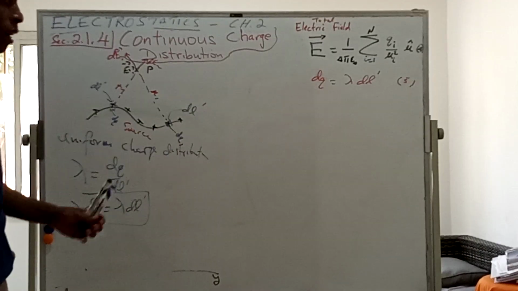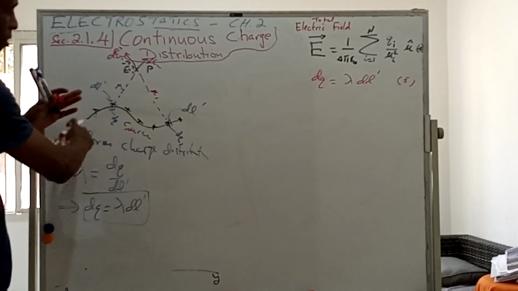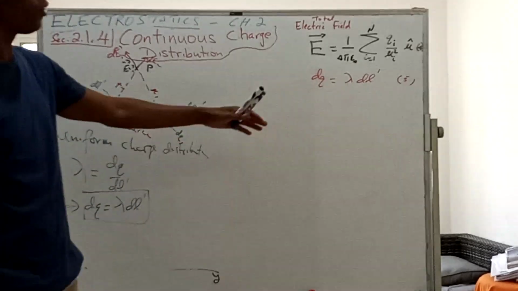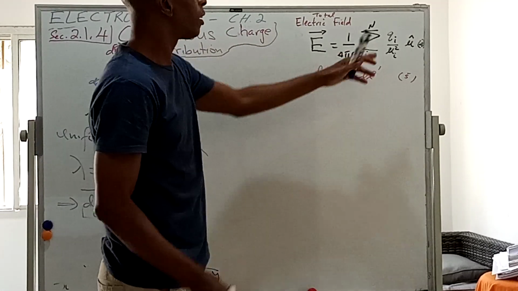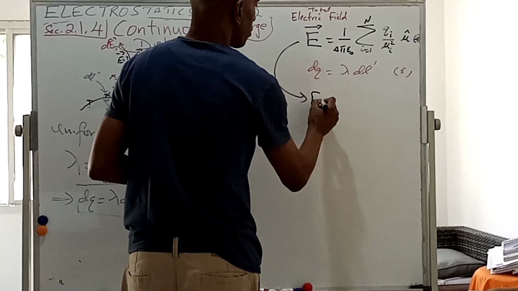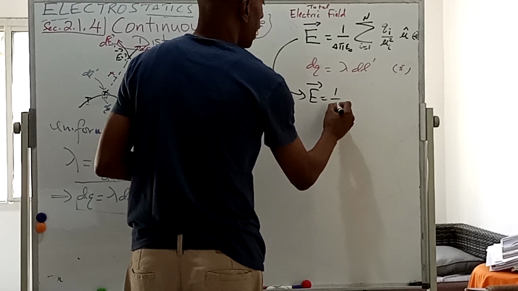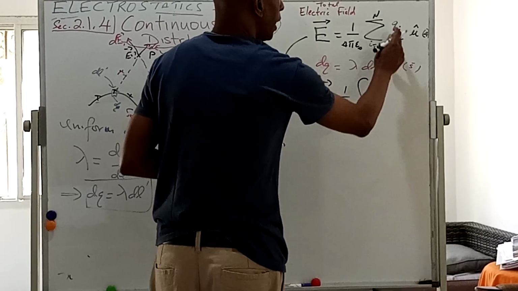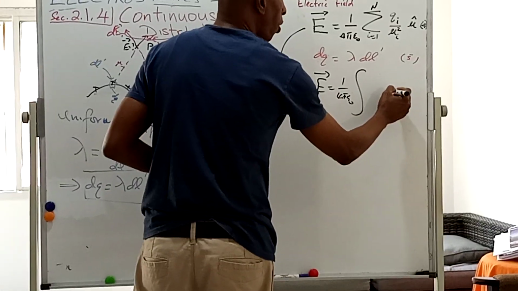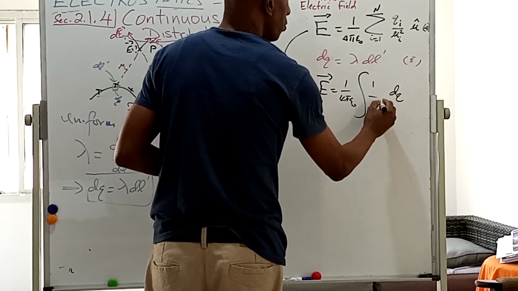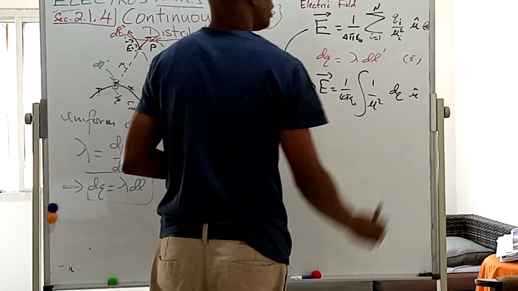However, since we're talking about infinitesimal charges occupying space everywhere along the wire, we have to use the language of calculus. It's no longer discrete, so I'll just modify this now. The electric field will be equal to 1 over 4 pi epsilon 0, the integral, which is also a summation, over Q, I'm summing over the small elements of charge, dq, and here I have my 1 over r squared, pointing in the radial direction, r hat.